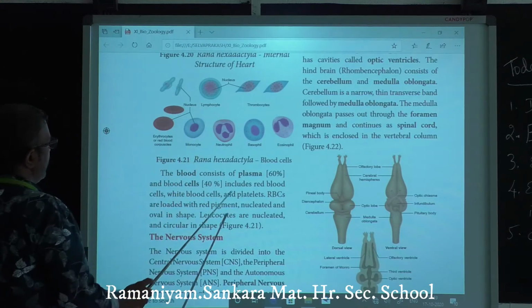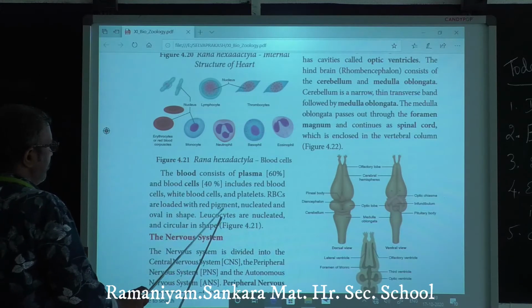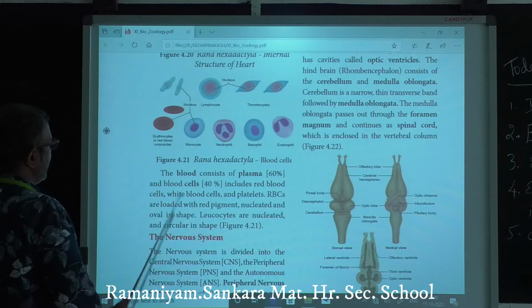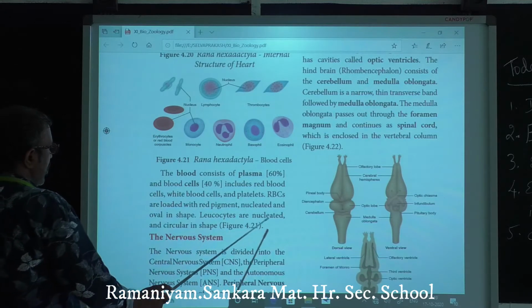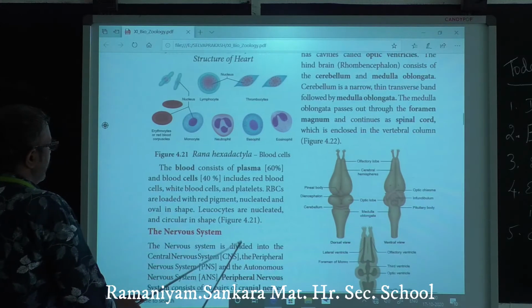RBCs are loaded with red pigment, nucleated and oval in shape. Leukocytes are nucleated and circular in shape. This is called the circulatory system.